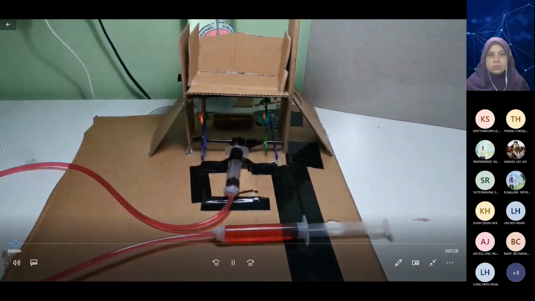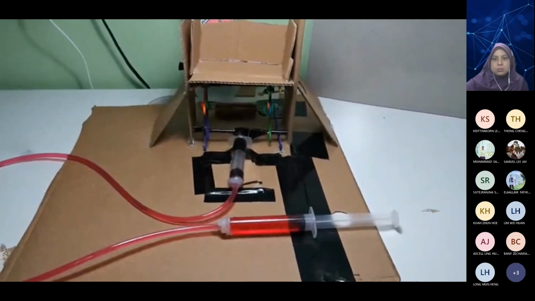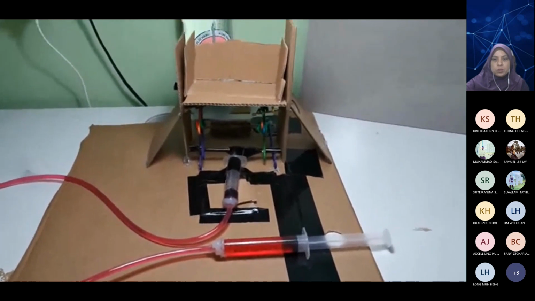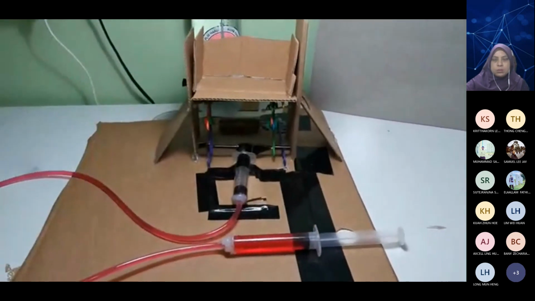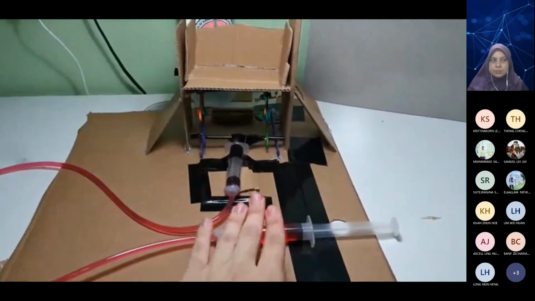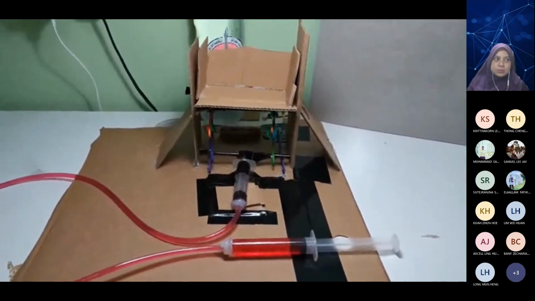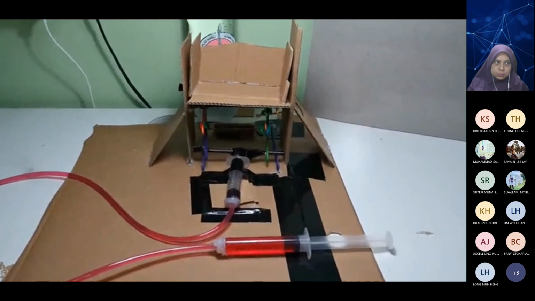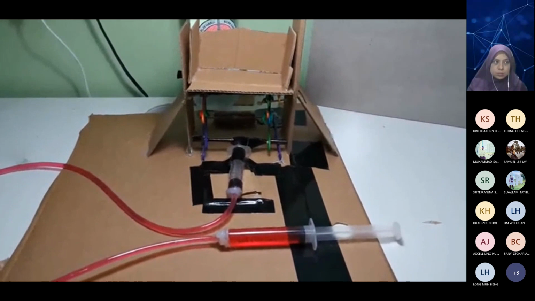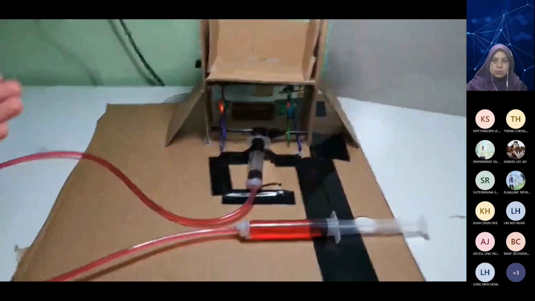To start, I will be presenting my model for the individual assignment. My model is a hydraulic lift, and it consists of two parts: the hydraulic table lift and the hydraulic pump, which is made by two syringes. It is based on Pascal's principle, which says that pressure exerted on an enclosed fluid is transmitted equally throughout the fluid. So let's move on to how this is made.